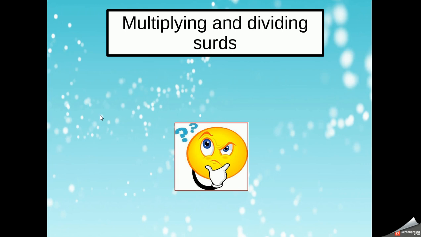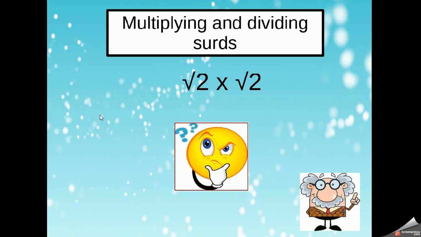For the higher tier, how we multiply and divide surds. So we've got two surds here, the root of 2 times the root of 2. This is one of the simpler ones, because if you have the root of any number and you multiply it by itself, you're going to get that number. So for instance, the root of 9, which we know is 3, multiplied by the root of 9, which is 3, 3 times 3 is 9. So the root of 9 times the root of 9 is 9.